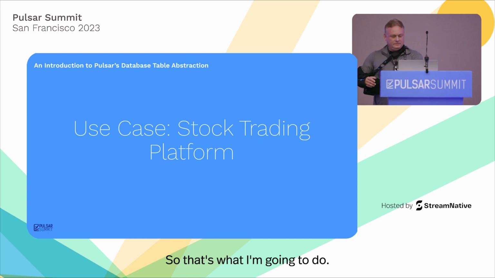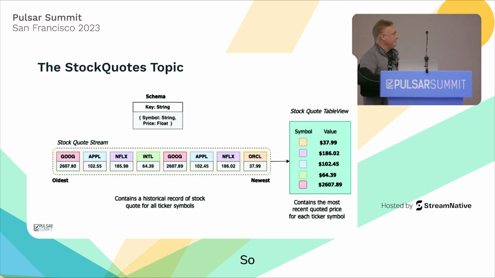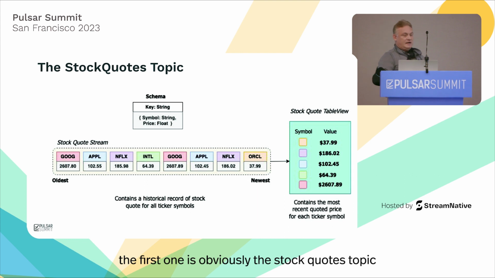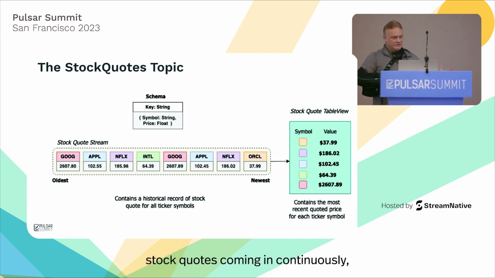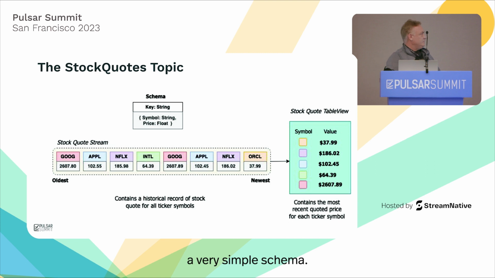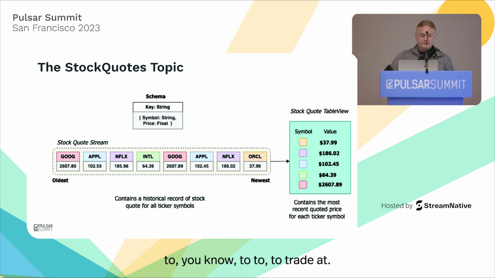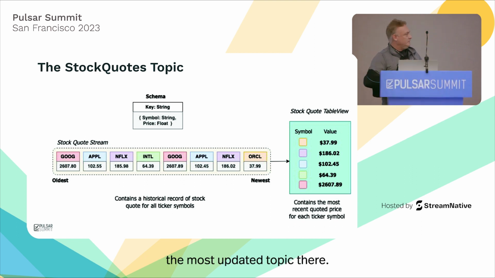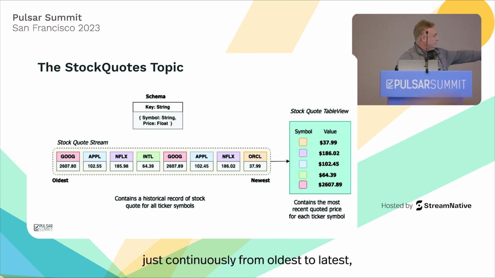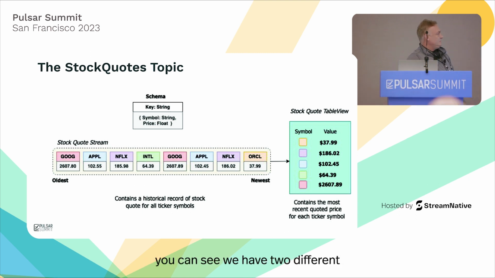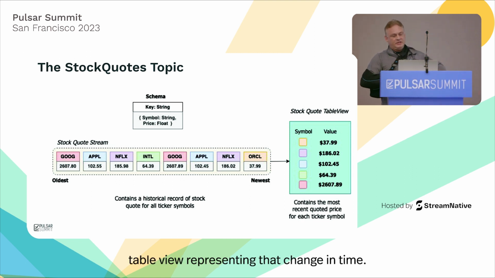So that's what I'm going to do. That's going to be the use case here. The first one is obviously the stock quotes topic. It contains stock quotes coming in continuously. A very simple schema: the symbol is the key, and you just have a price, which is the price somebody is advertising to trade at, and that's really it. It's a keyed topic, so we can use the table view and produce the most updated value there. Continuously, from oldest to latest, you can see we had two different Google quotes, and the most recent value should be shown in the stock quote table view, representing that change in time.